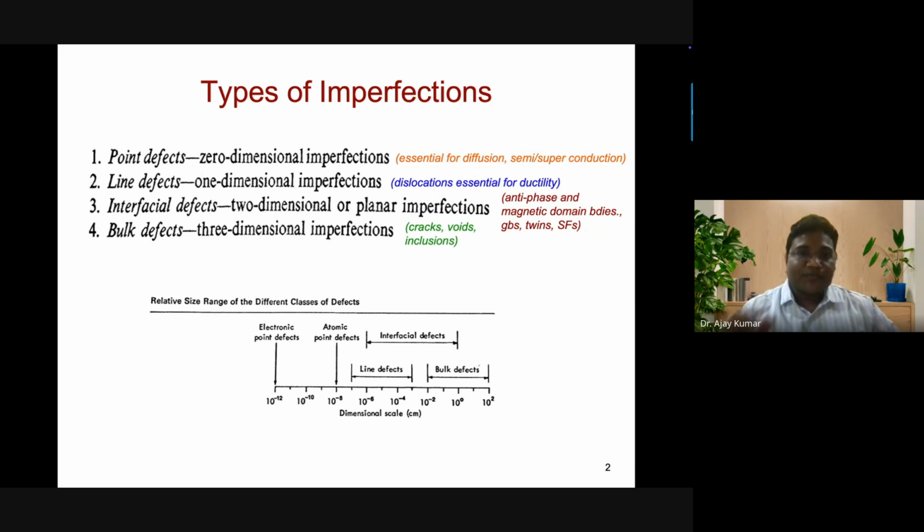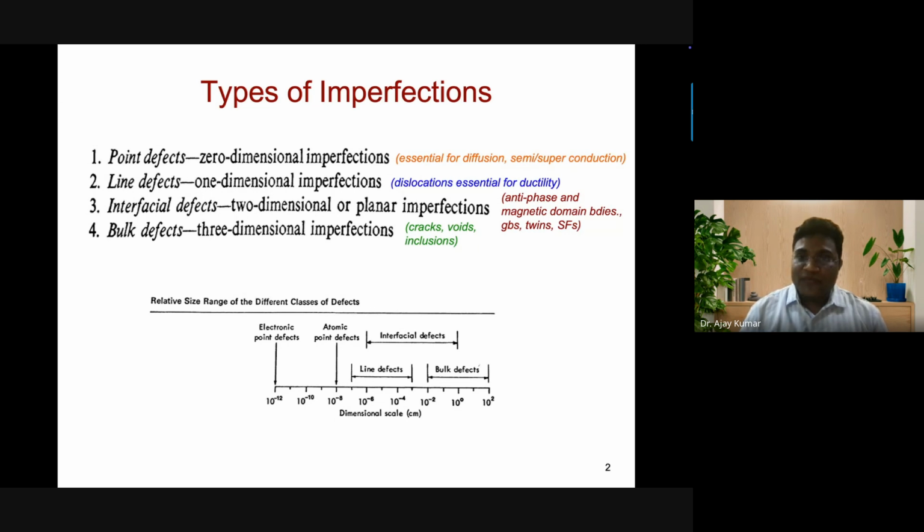When we have different types of defects, we also call them imperfections. There are four types of imperfections or defects: point defects, line defects, interfacial defects, and bulk defects. That is how we categorize them into zero dimensional, one dimensional, two dimensional, and three dimensional. You should be able to relate where these defects are used. When we talk about diffusion or semiconduction, these point defects are used there.